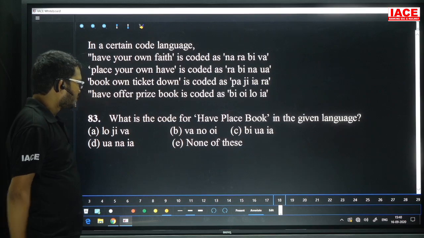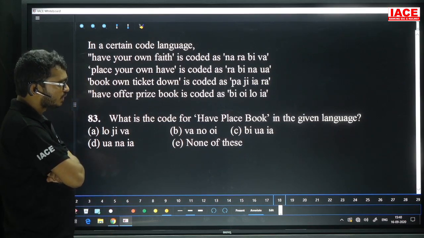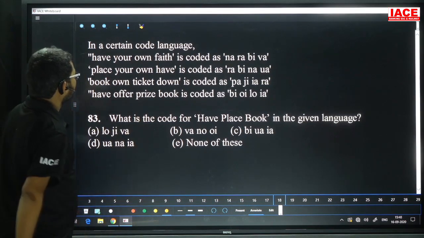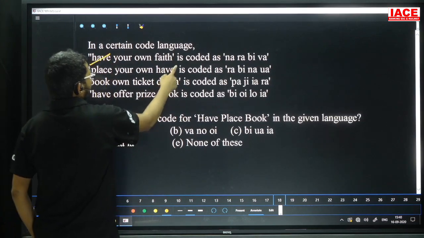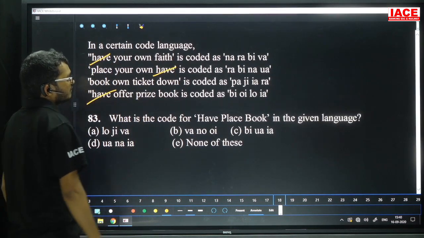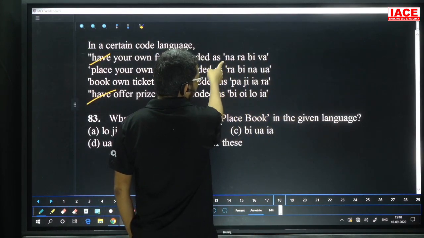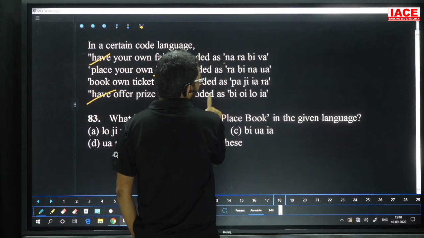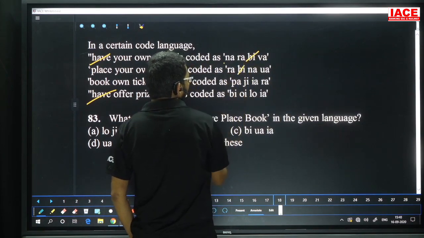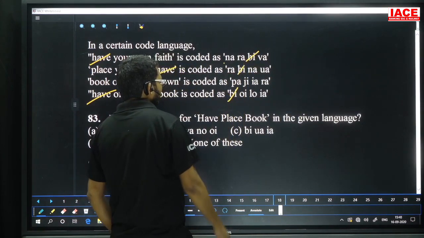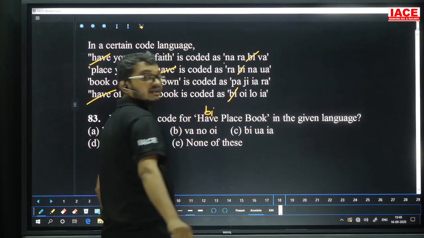Question number 83. What is the code for "have place book" in the given code language? Take "have" here and here: first line, second line and fourth line. Check the common code once. Here NA is not there, RA is not there, BI. Next here BI. Next here also we are having BI. So friends, what is the code for have? The answer is BI.